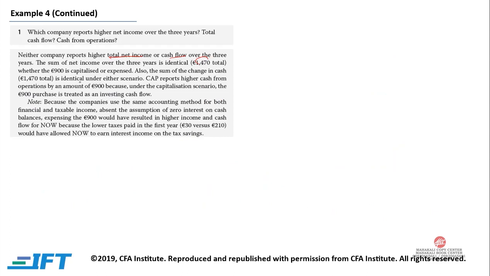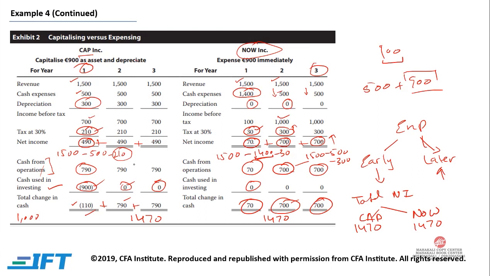Also, the sum of the change in cash flow is identical under either scenario. CAP reports higher cash from operations by an amount of 900 because under the capitalization scenario, the 900 purchase is treated as an investing cash flow. So if you go back and look at the cash flow from operation, now cash flow from operation is different. Over here, if we are capitalizing the equipment, the capitalizing part would come under cash used in investing. But if you are expensing it, then that would appear in cash flow from operation. Hence there is a difference of 900.